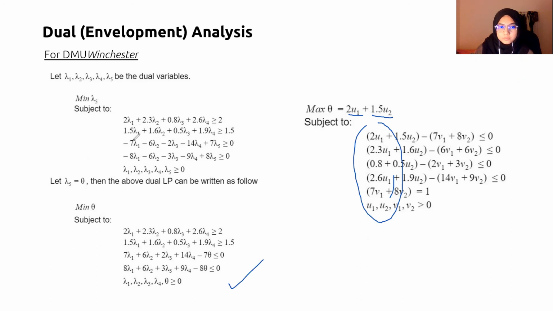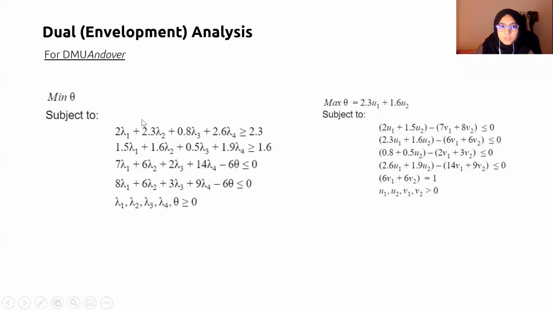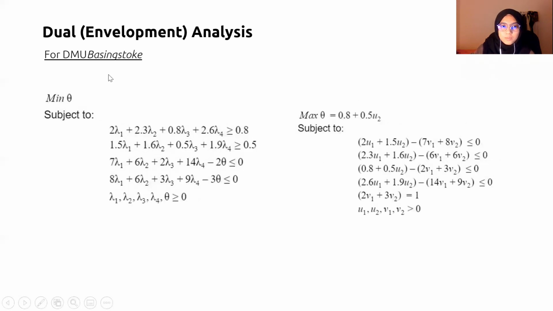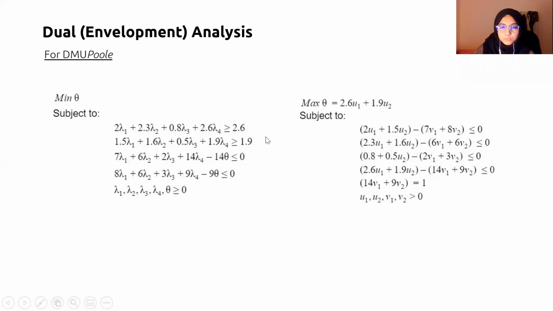We change the sign here, and the symbol becomes less than or equal to 0 for the third and fourth constraints. We have the same formula for Andover, for Basingstoke, and also for Pool.